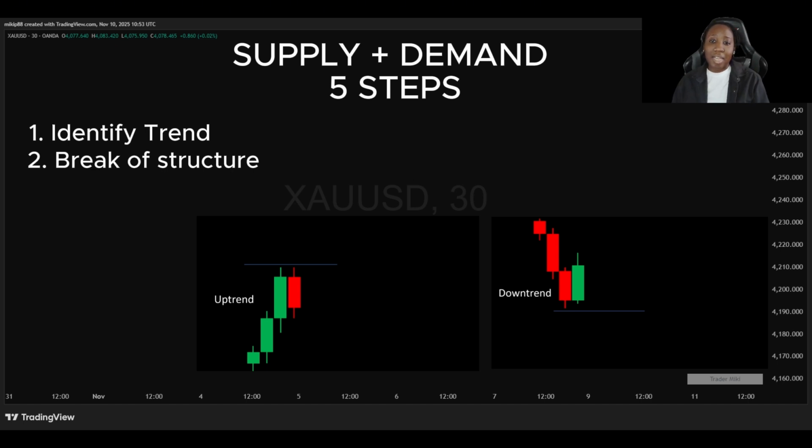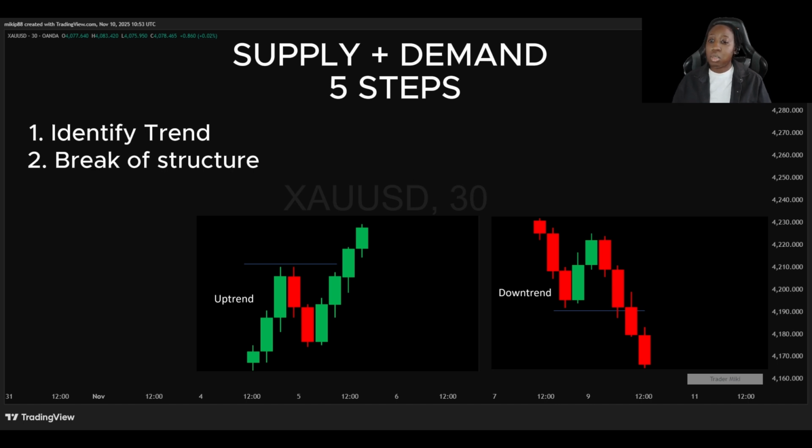In an uptrend, a candle needs to close above the last higher high, and for a downtrend, a candle needs to close below the last lower low.